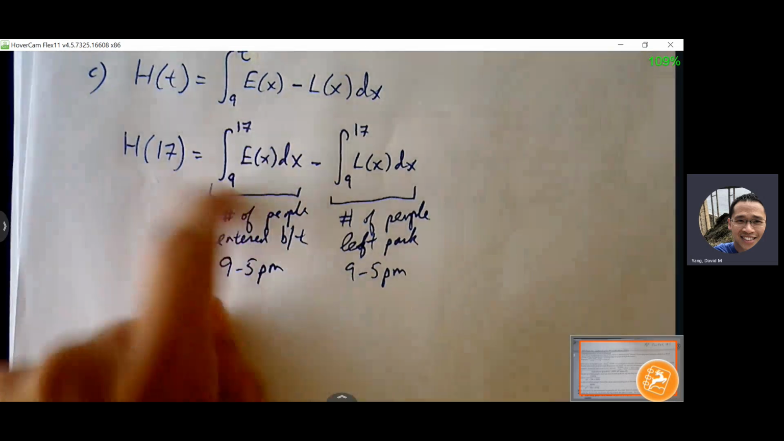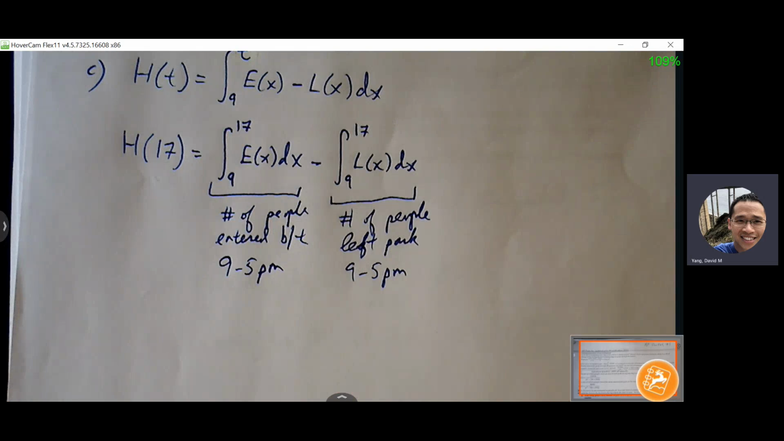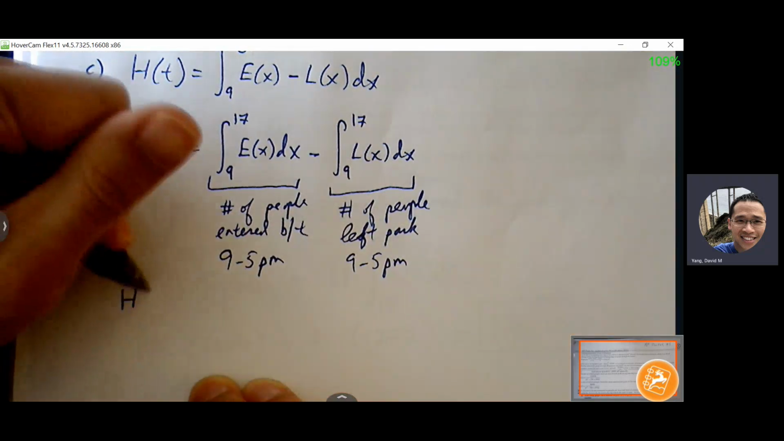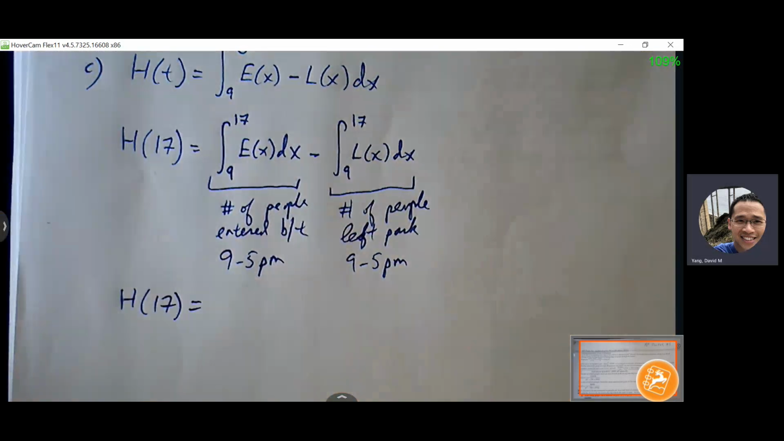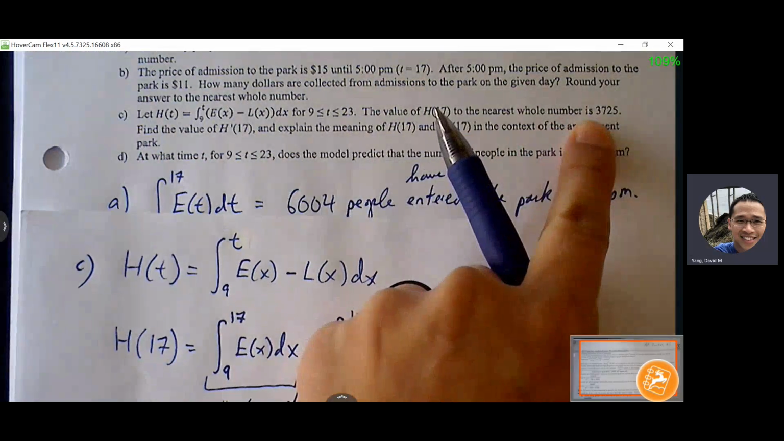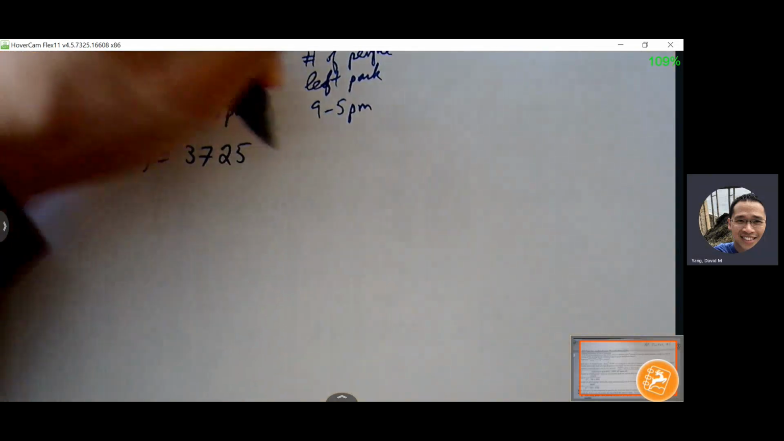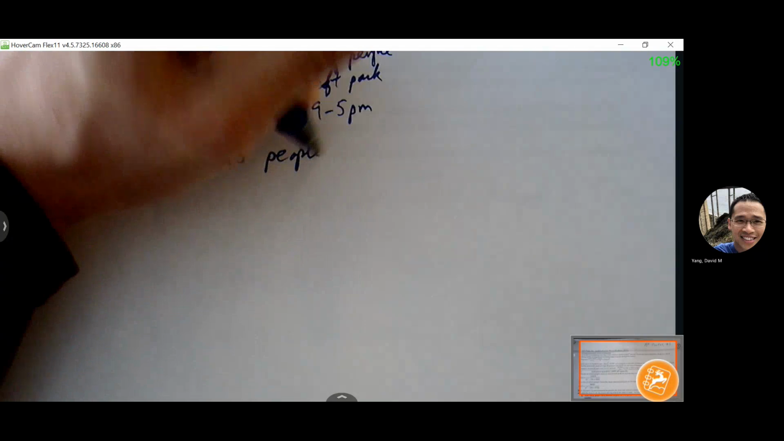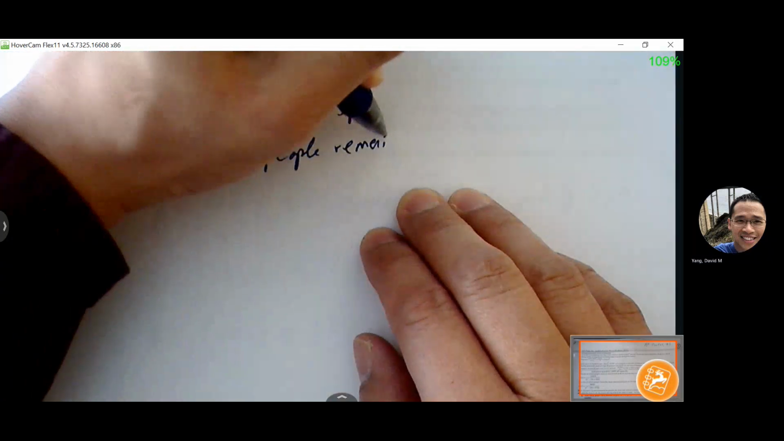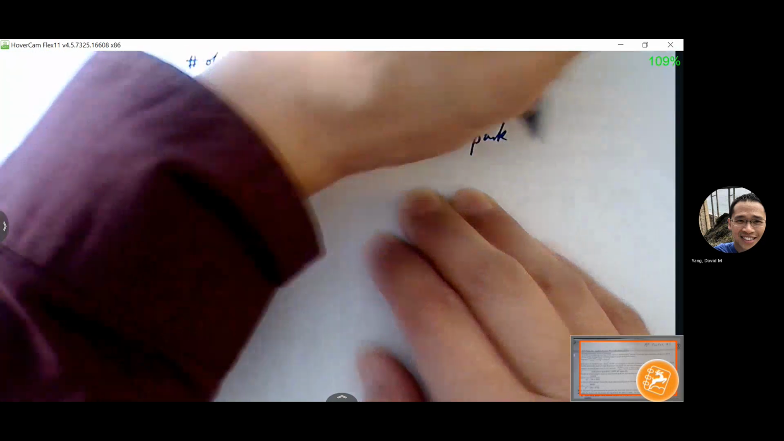So if I count all the people who've entered the park, and if I subtract all the ones who've left the park, then I'm just left with those who are in the park, right? Remaining in the park. So it says h of 17, they gave us a number, right? H of 17 is 37.25. So that means 3,725 people remain in the park at 5 p.m.